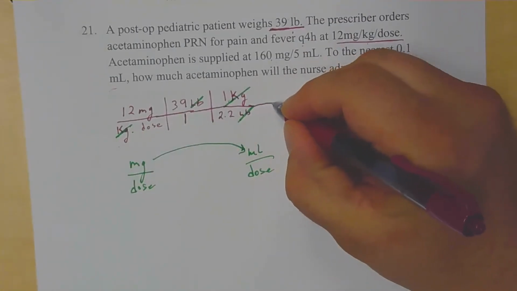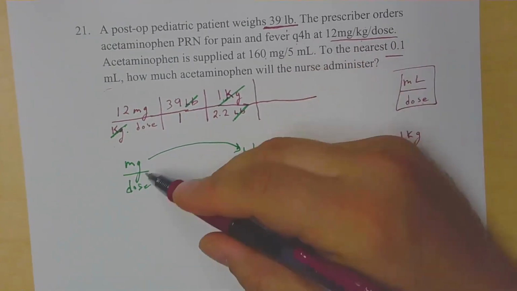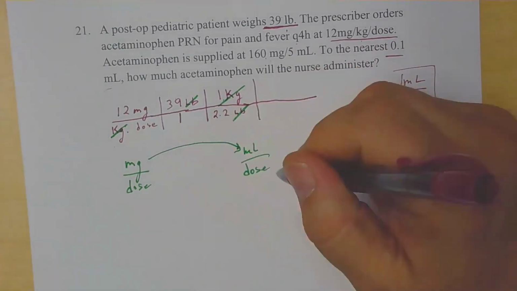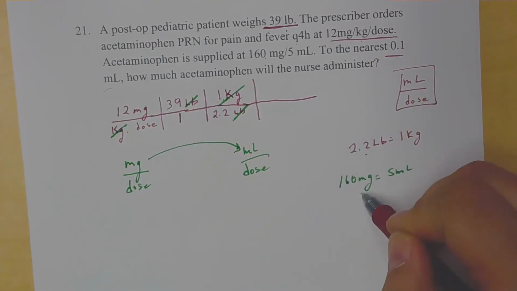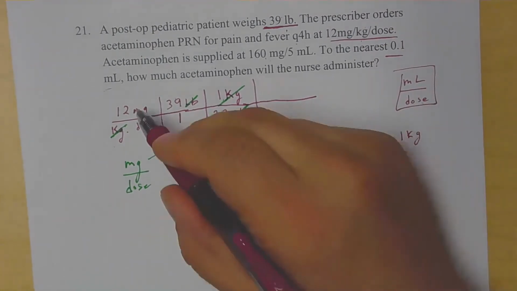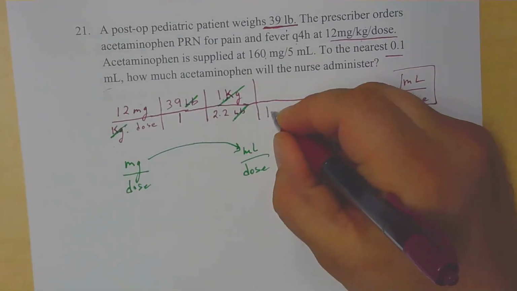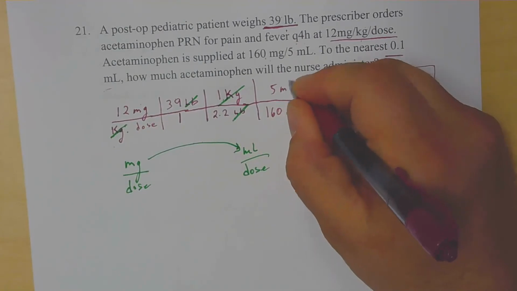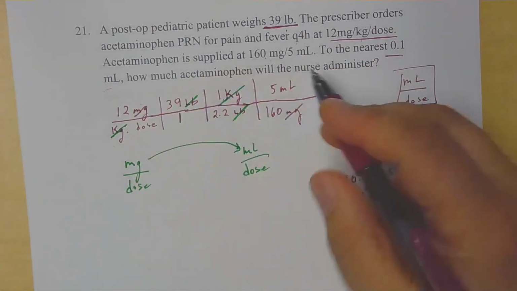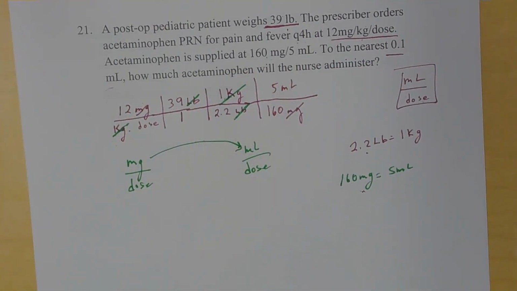I'm just going to add on to this pigpen. So how am I going to go from milligrams per dose to milliliters per dose with this guy? What am I going to start with, the milliliters or milligrams? I want to focus on the milligrams, because there's milligrams, there's milligrams. 160 milligrams on bottom, 5 milliliters on top, milligrams cancel. I've got milliliters per dose, I'm done.